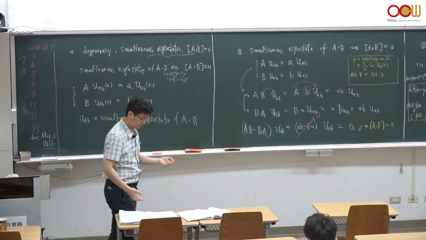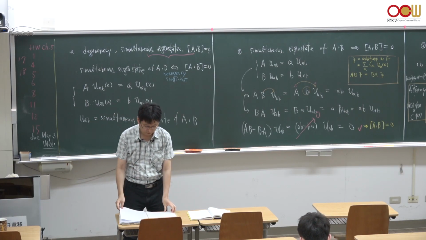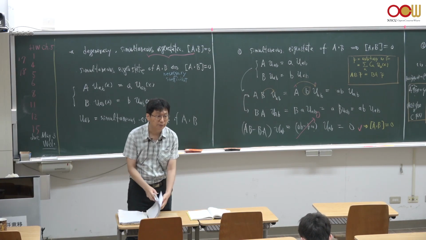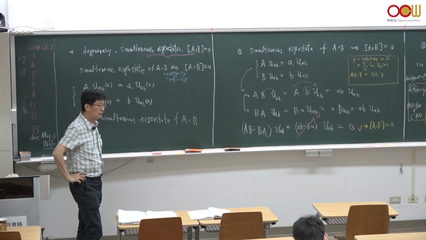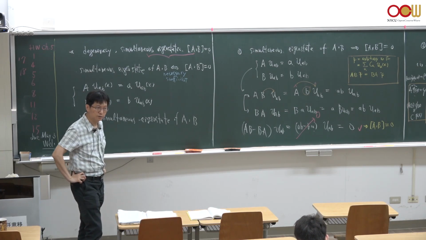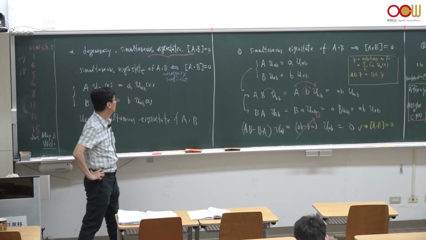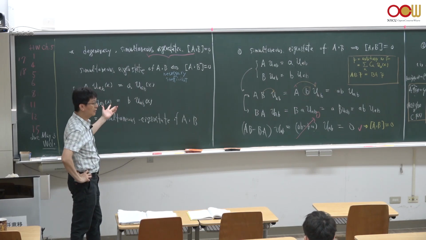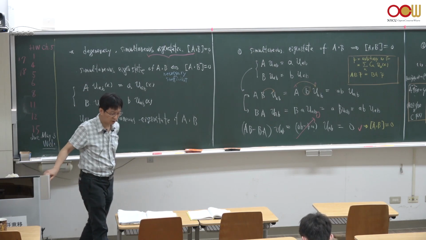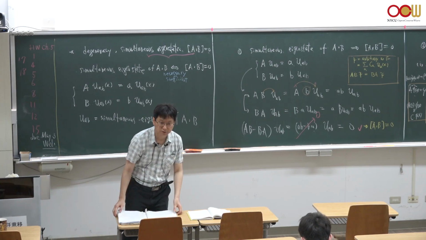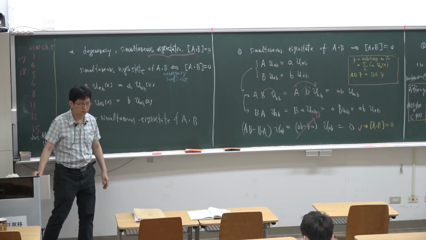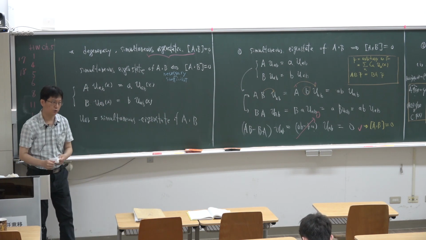Okay, so I guess that's enough for today. Let me summarize. We introduced the concept of Hermitian operators, the commutators between two operators, the relation between the commutation relations and the Heisenberg uncertainty principle, and also the connection between simultaneous eigenstates and the vanishing of the commutator. So all these concepts are very important. I suppose that many of you have not studied this. This is the heart of quantum mechanics.